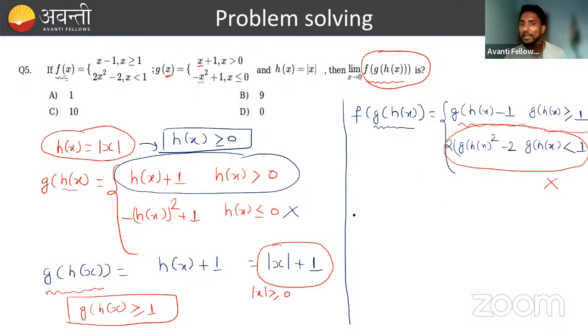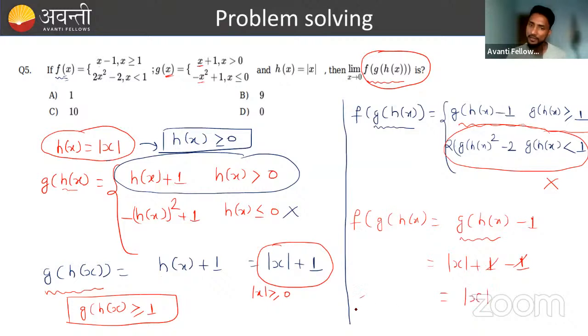So finally, what function have we got? F of g of h of x is g of h of x minus 1. And what is g of h of x? We have found it is mod x plus 1, minus 1. So the plus 1 and minus 1 cancel, and we get mod x.